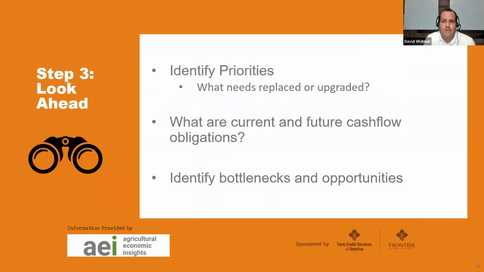So step 3 is sort of a forward-looking idea here. We've done a lot of back cataloging of information we had in the past, but now we want to look forward. Start to identify the priorities. What pieces of equipment need replaced or upgraded? Also think about those cash flows. What are your current and future cash flow obligations?